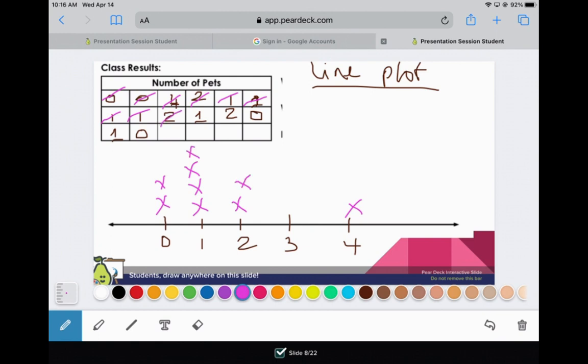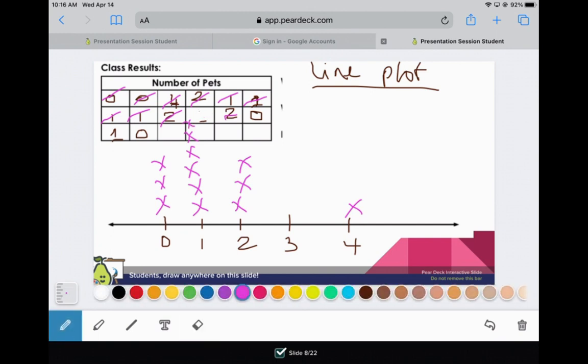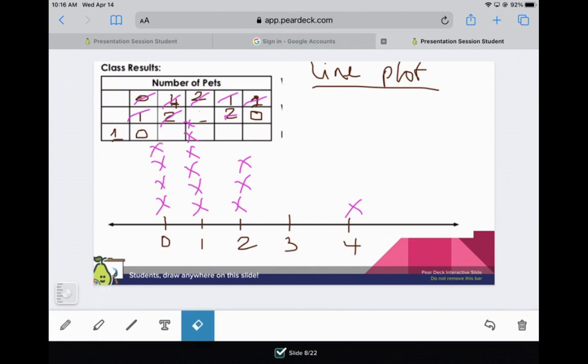then I have 2, I have another 1 up here, then I have 2, then I have 0. Okay, I have to erase this part because I need another x, and then I have another 0. Okay, so I'm going to erase the top. So this will be my line plot.